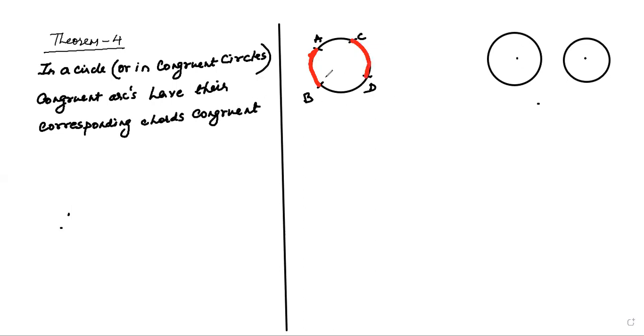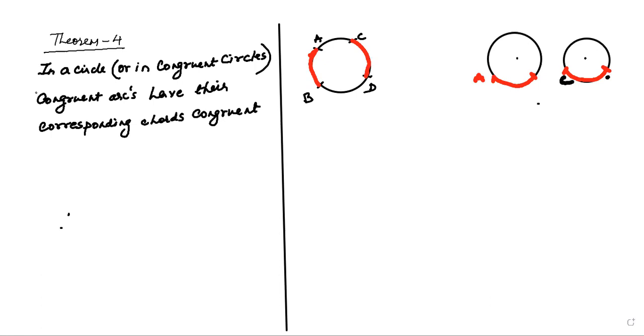In the same way, okay, like suppose these are congruent circles. This arc AB and this arc PQ, yeah, CD, they are congruent. Okay, that is what the theorem says. Suppose this arc AB and arc CD are congruent. Arc AB and arc CD are congruent.